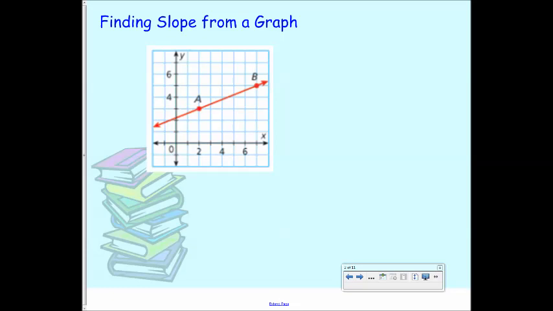So the first half of the lesson, we're just going to go through really quickly how to find the slope. There's 2 ways. You can find it from a graph or you can find it from points. If I give you a graph, what would you do to find the slope? You can count. Yeah, just count. You can just count how far.